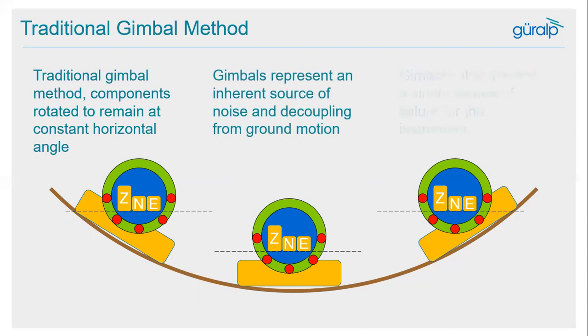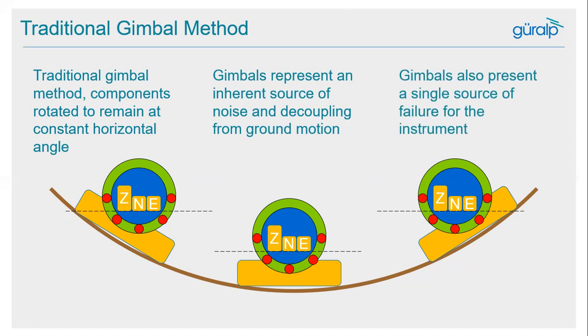Alongside the noise interference, gimbals also decouple the ground motion from the instrument. So when we want to faithfully record ground motion, we want to have the sensor as close to the seafloor as possible, sometimes even buried inside it. If we use a gimbal, then this inherently moves some of the motion away from the system, and therefore we don't have quite as good quality data.